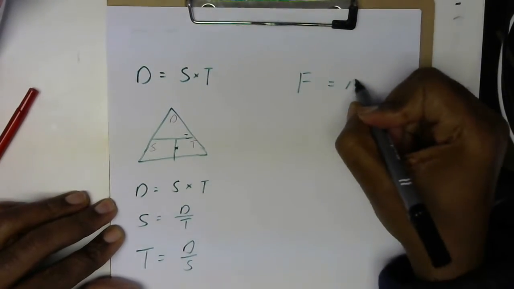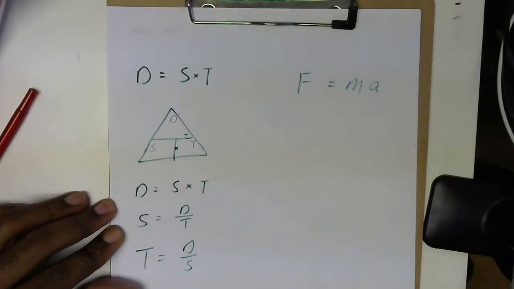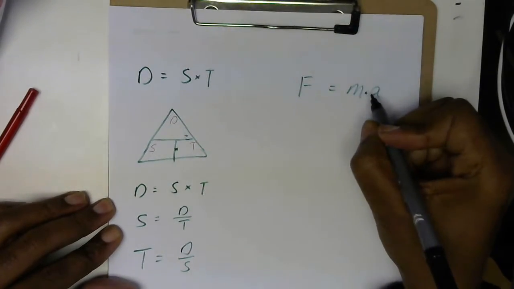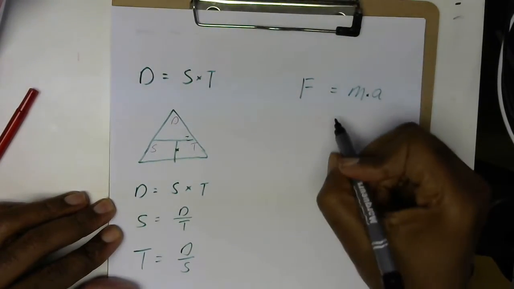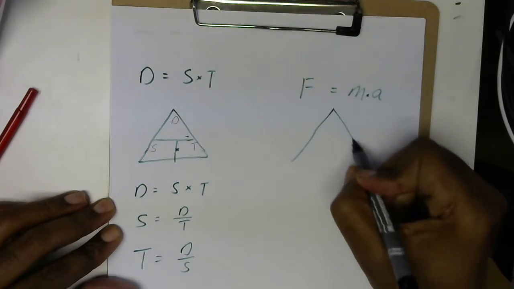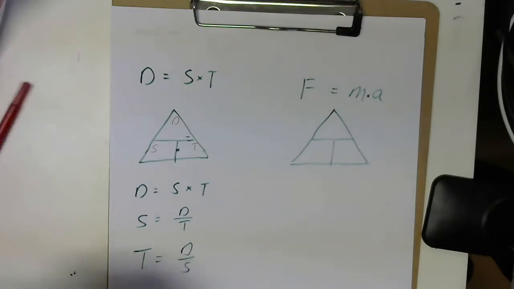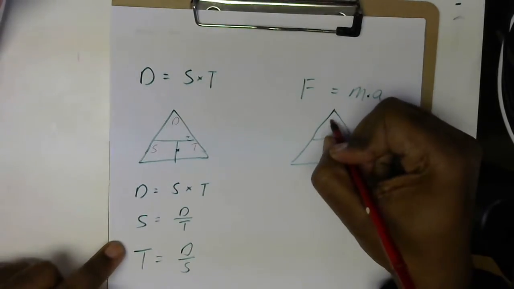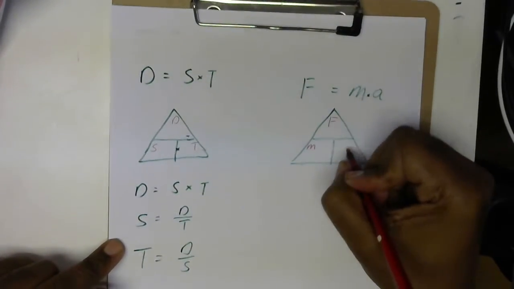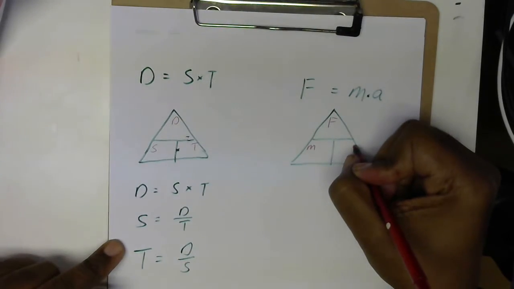Well, we have a new formula now. Force equals mass times acceleration. And we'll put little times here. So we can do the same triangle for force equals mass times acceleration. Let's create it here. Let's go get a red pen. So force is here, mass is here, and acceleration is here.